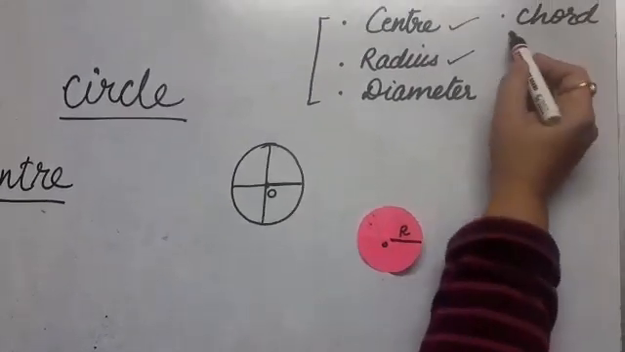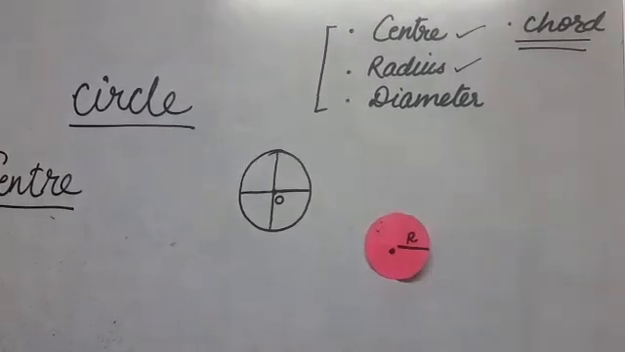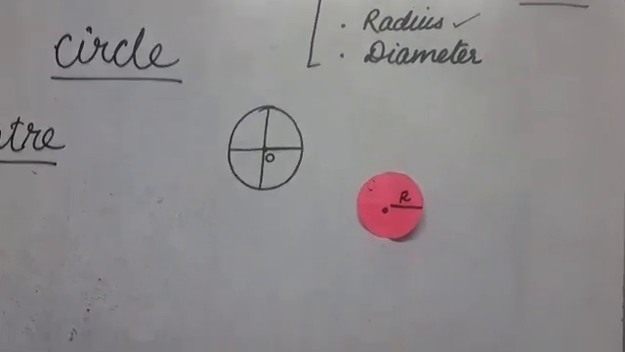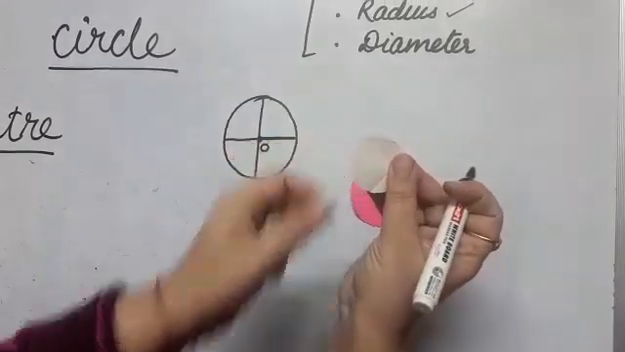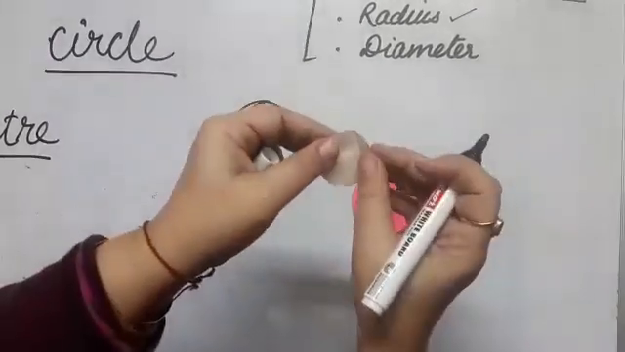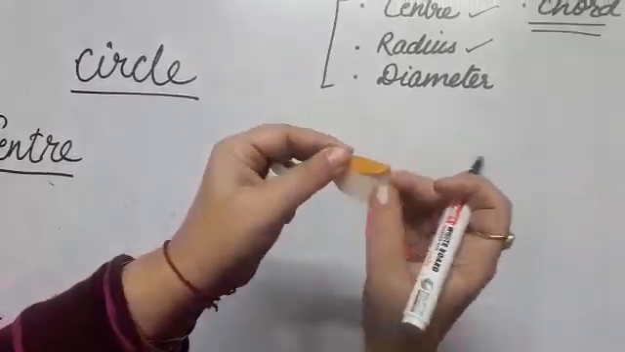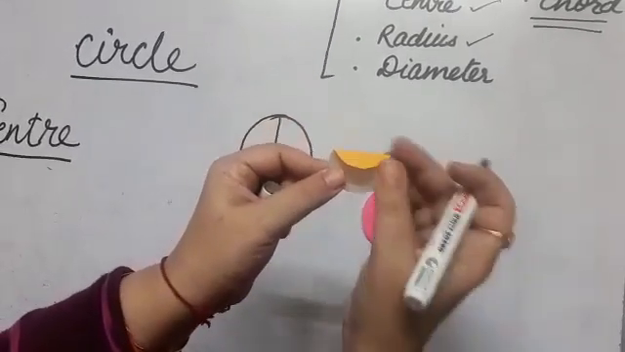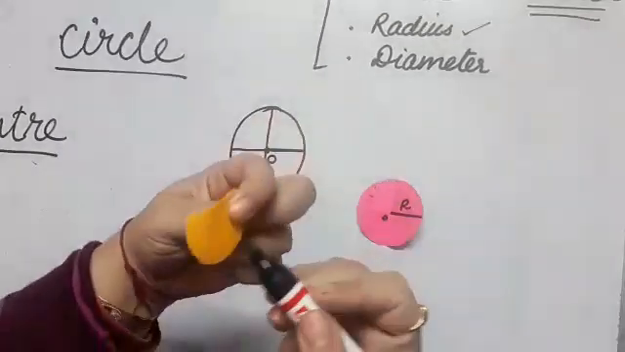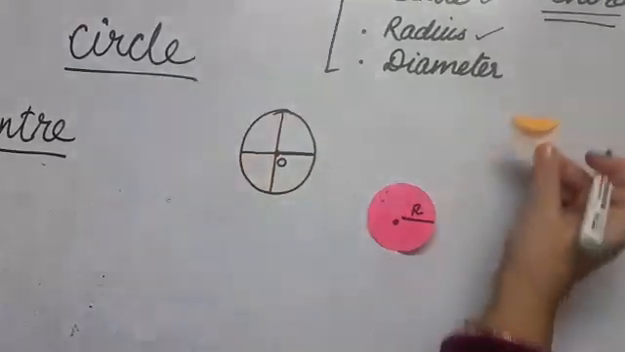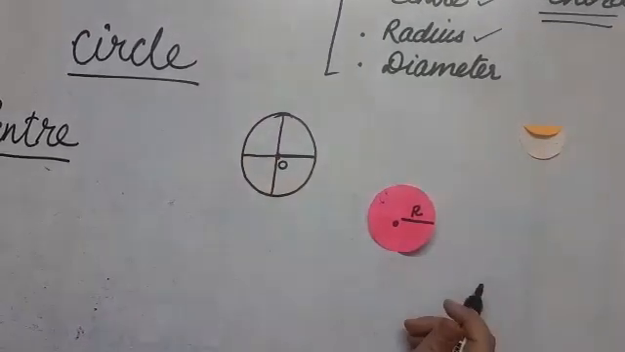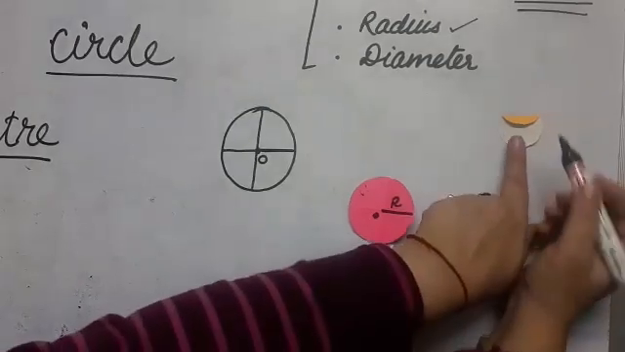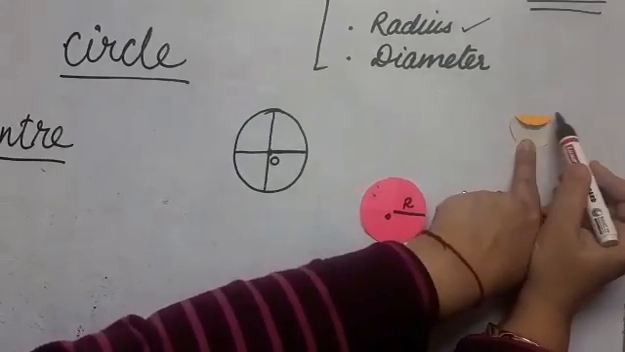Next thing is about diameter. Before that I want to do with chord. Suppose you have a circle and I want to find the chord. So just fold any circular edge you have to fold. So you will get this kind of shape. You will apply glue this side and you will paste like this. And what would be the chord? This line segment is a chord.